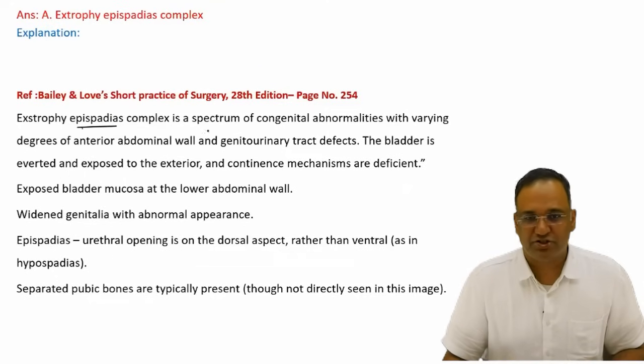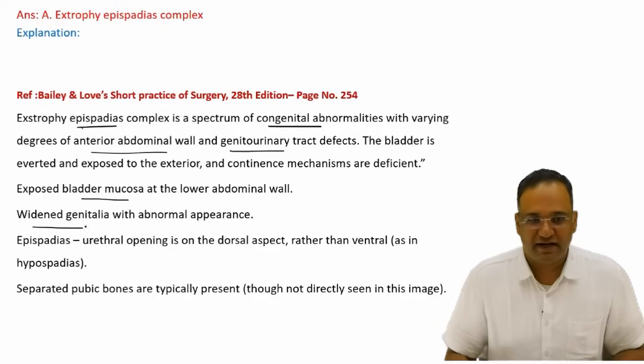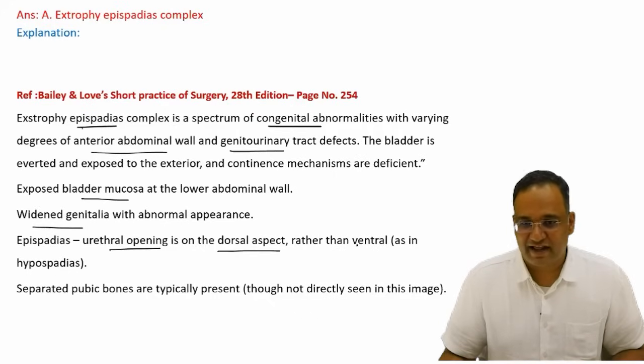So, exstrophy epispadias is a complex spectrum of congenital abnormalities varying in degrees of anterior abdominal wall defect and genitourinary defect. The bladder is everted and exposed to the exterior, and continence mechanisms are deficient. There is exposed bladder wall, lower abdominal wall defect, widened genitalia, and epispadias, with the urethral opening on the dorsal aspect rather than the ventral as in hypospadias. And separated pubic bones are typically present. Okay.